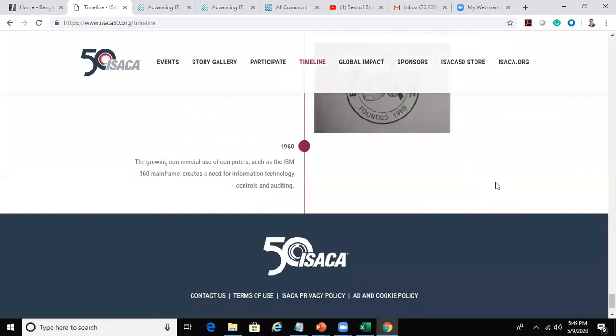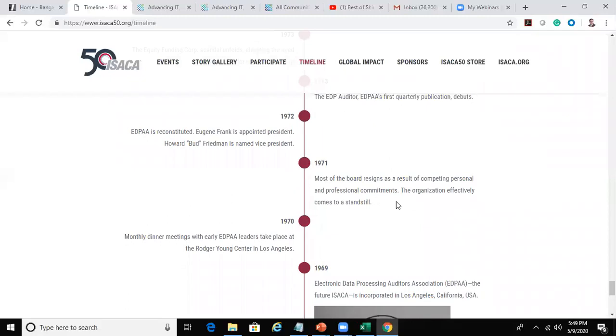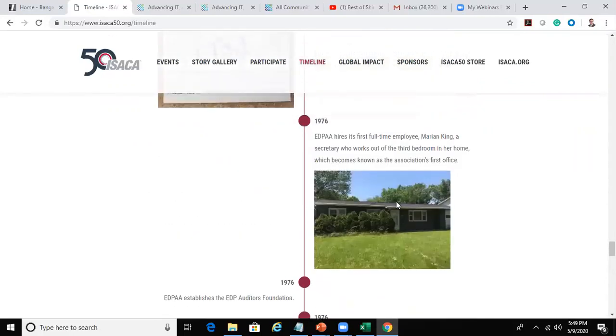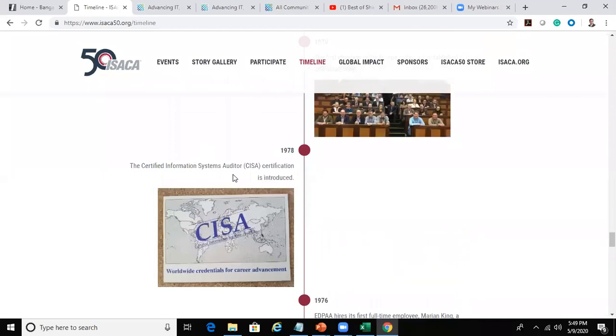I'm sure all of you who are keeping track see how in 69, it's as good as how old I am. I'm also born in 69. So EDP Auditors Association, this is how it started, and then the journey began. It's wonderful to go back and see the early logo of CISA. Somewhere in 78, the CISA was introduced. Now, I'm sure all of you know CISA is a flagship certification, a world-renowned certification.